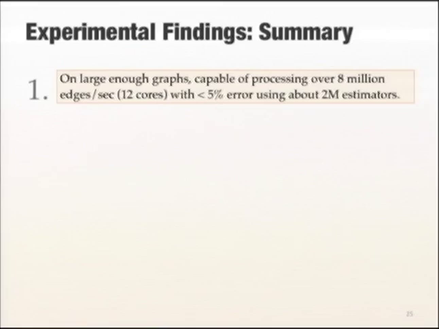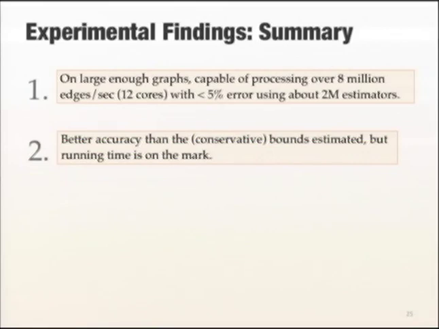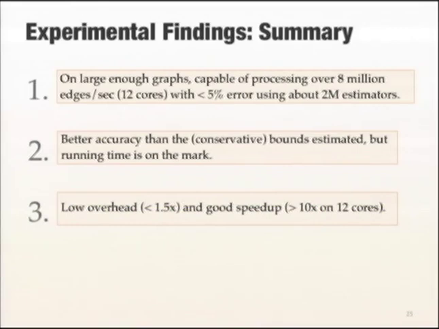The bound I said was actually very conservative. So when you look at the actual estimate, it's way better. But the running time bound is pretty precise. The way we parallelize it has pretty low overhead, let's say less than 1.5x, and you get pretty good speedup. On a 12-core machine, you get more than 10x consistently. Of course, on reasonably big graphs. If you're using it on, say, a million edges, maybe not.